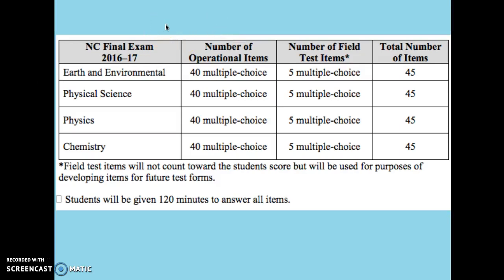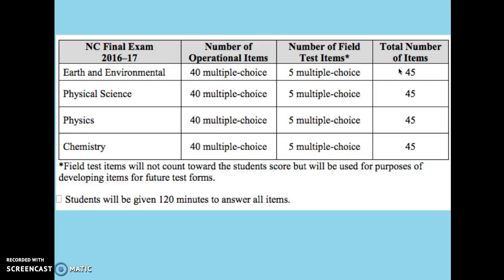Hey, Earth scientists, we're going to take a look at your exam review for Earth and Environmental. And first, we're going to look at the test specifications. So you can see on this chart that there are 40 multiple choice items that are operational. That means that 40 items are going to count towards your score, and then 5 field test items will be embedded in your exam as well. So that gives you a total of 45 items that you'll be answering.